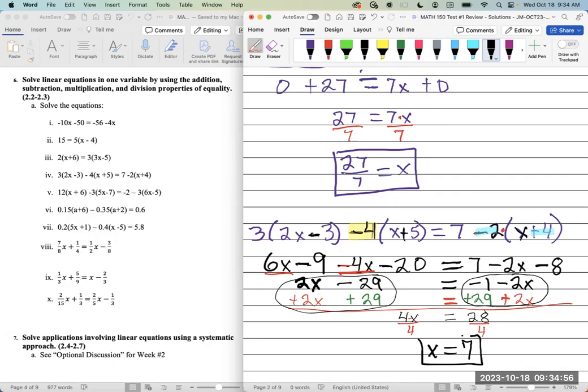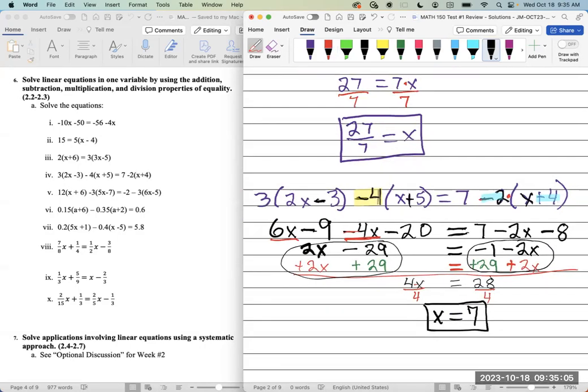This is my answer because most anyone can read this equation and know if x becomes 7, that equation is true. So what we've shown is that if x is 7, then our original equation up here will also be true.